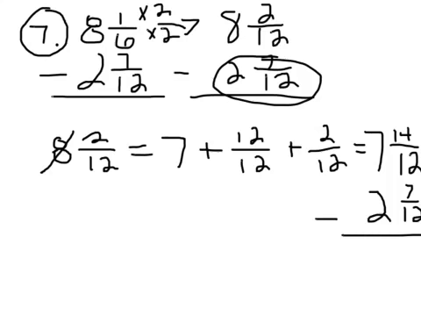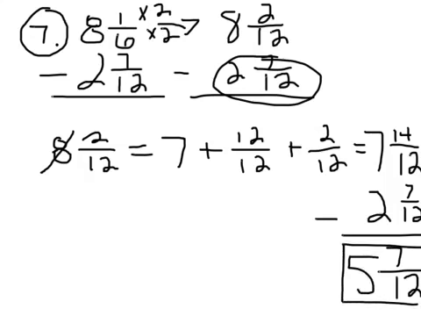Now we have a perfect setup because 7 and 14 12ths, 14 is bigger than 7, so we can take 7 from 14. So 14 minus 7 is 7. And we keep the 12 on the bottom because we have common denominators. And then 7 minus 2 is 5. So that's your answer for number 7. It's 5 and 7/12.